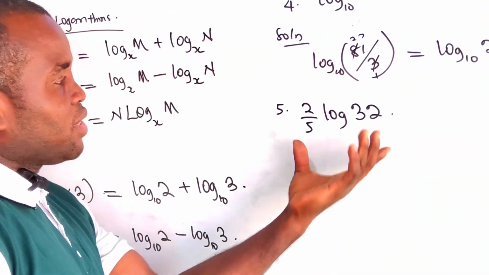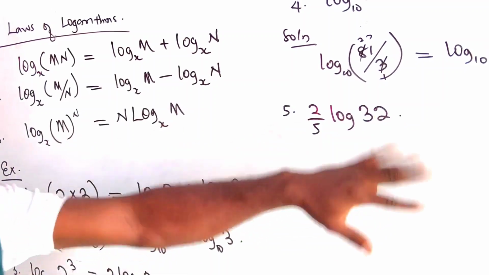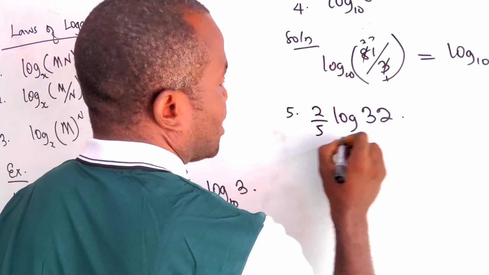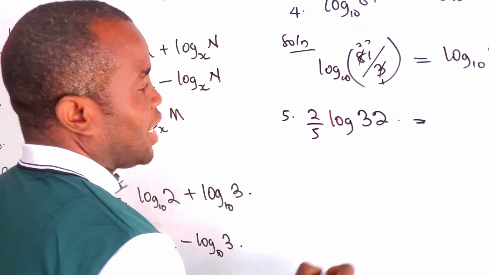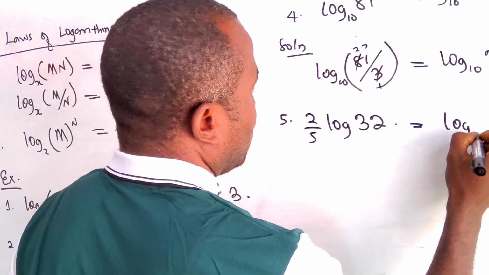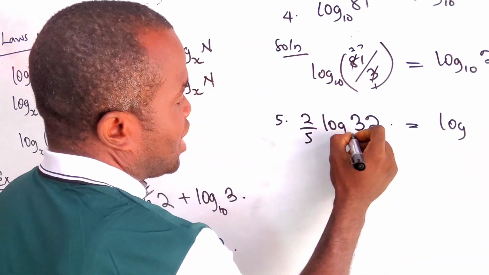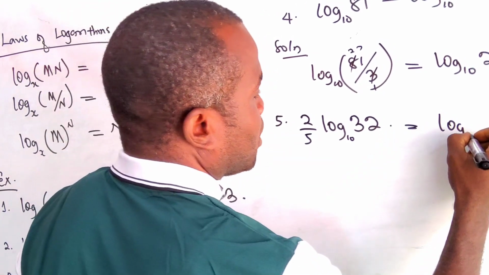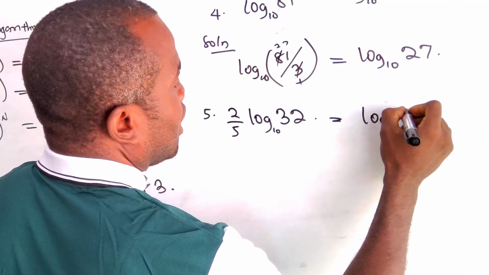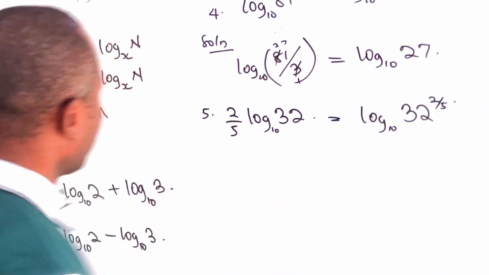So if you have this kind of question, you just come back here. You can see, you just reverse this. So when you say you reverse this, that means you bring this one here like this. That will be log. Remember I said if you don't have anything here, it simply means log base 10. So that means log base 10 of 32 raised to power 2 all over 5.